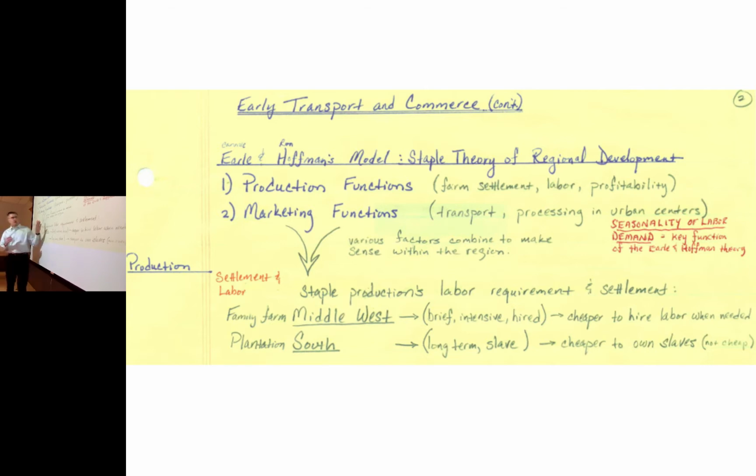Whether you're getting an agricultural commodity to the processing city, like the hogs to Cincinnati, or if you're getting the finished goods, let me get away from pigs, say sawn lumber from the sawmills in Duluth, Minnesota, to Chicago, where they're needed for the construction industry. So the movement and transport of materials is what they're referring to with this marketing function.